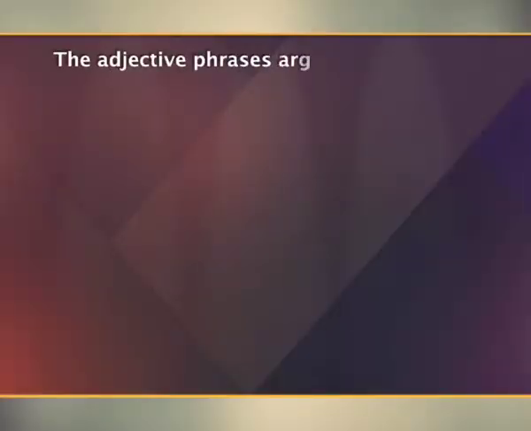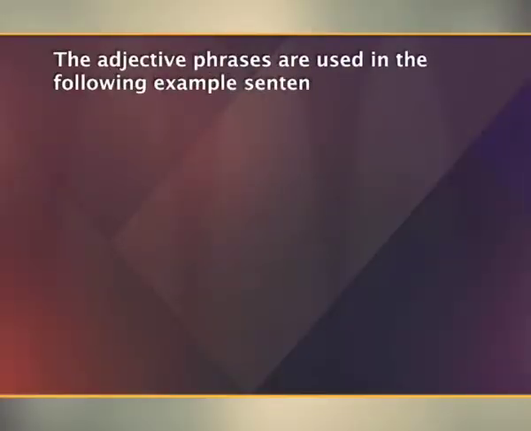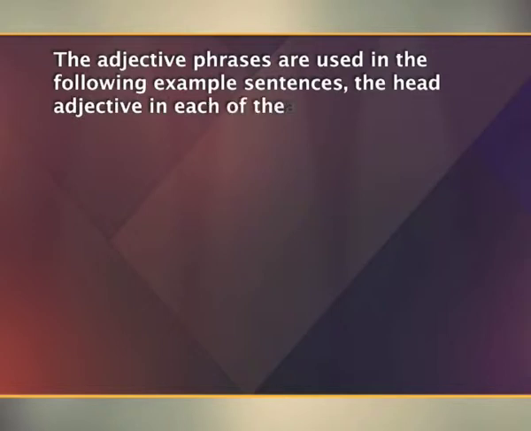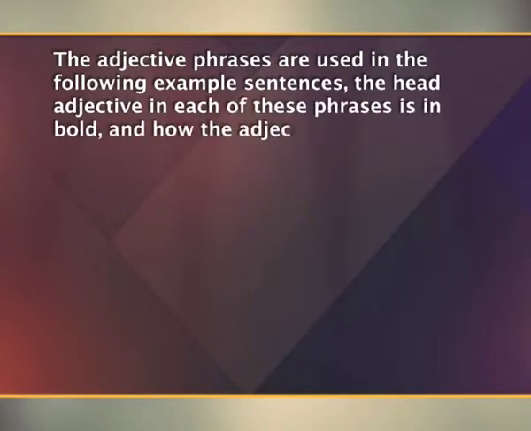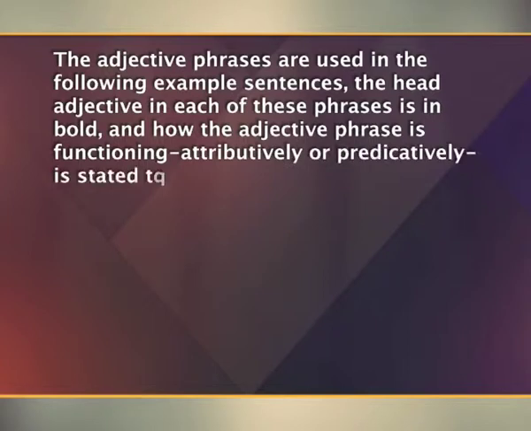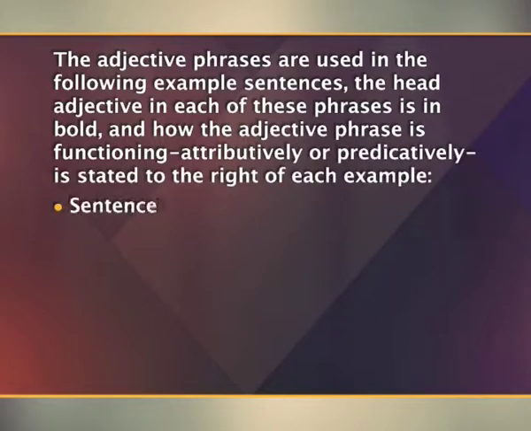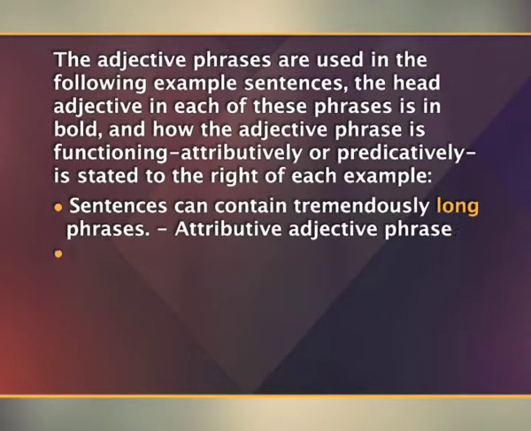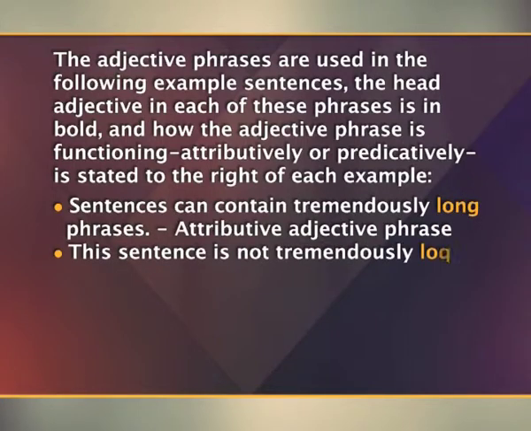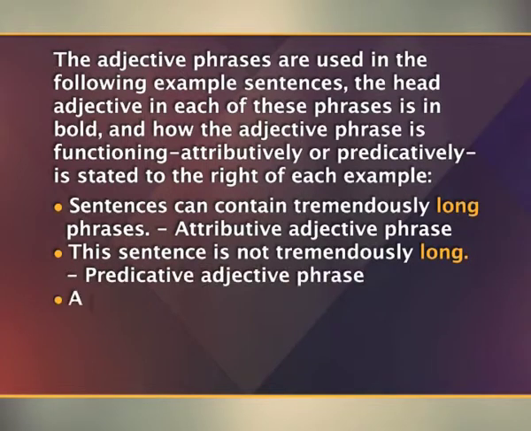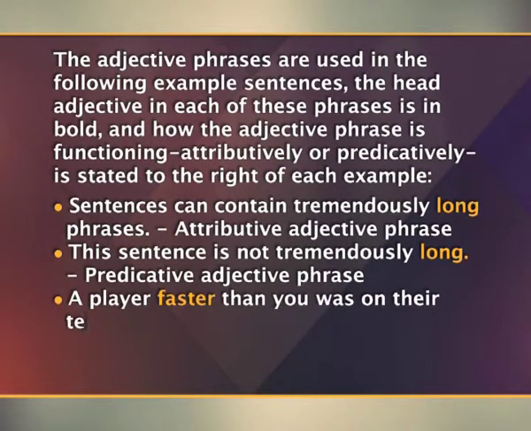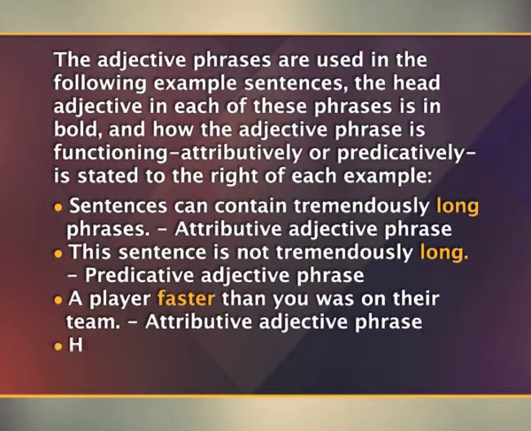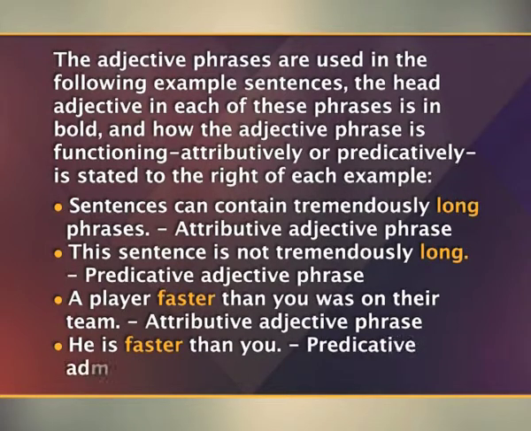The adjective phrases are used in the following example sentences. The head adjective in each of these phrases is in bold, and how the adjective phrase is functioning, attributively or predicatively, is stated to the right of each example. Sentences can contain tremendously long phrases. Attributive adjective phrase: this sentence is not tremendously long. Predicative adjective phrase: a player faster than you was on their team. Attributive adjective phrase: he is faster than you.